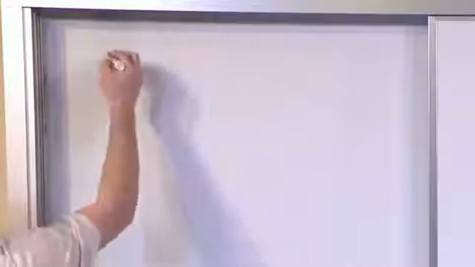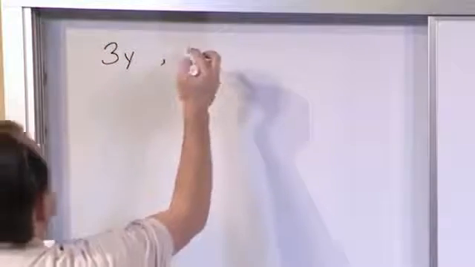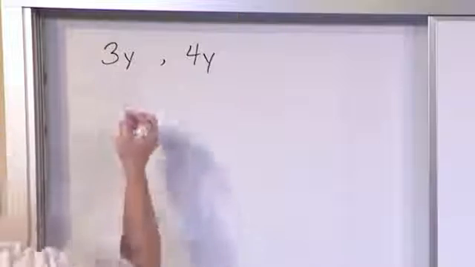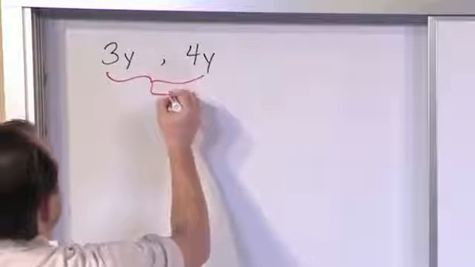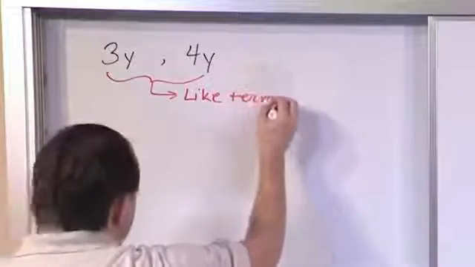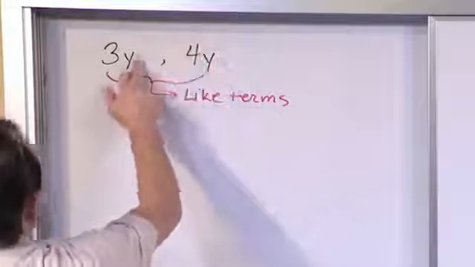Let me show you what I mean by that. It's much easier to give an example than just to talk about it. Forget about polynomials for a second, let's just say I have 3y, comma, and 4y. Let me ask you, are these like terms or not? Are they similar, in other words? The answer is yes. These are what we call like terms, and the reason they're called like terms is because they both have y's here.